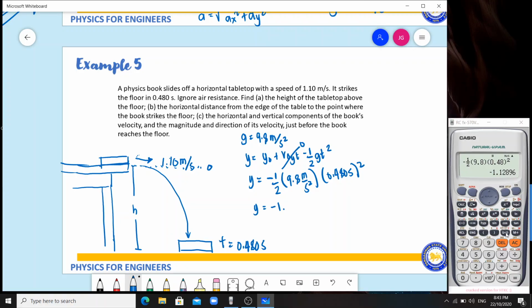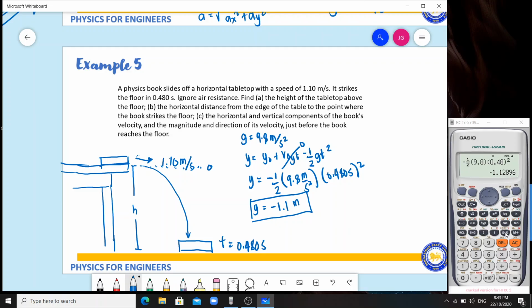So, the height would be negative 1.1, okay, meters. Ayan. Negative kasi below the datum siya. So, ito na yung height ng table. So, ang height ng table ay 1.1 meters.